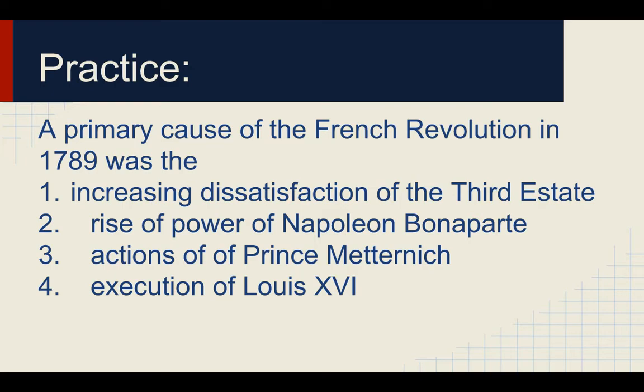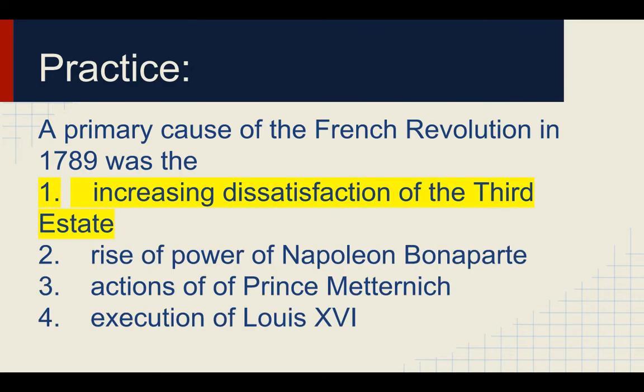A primary cause of the French Revolution in 1799 was the increasing dissatisfaction of the Third Estate, rise of power of Napoleon Bonaparte, actions of Prince Metternich, execution of Louis XVI. Increasing dissatisfaction of the Third Estate. They wanted some political power.